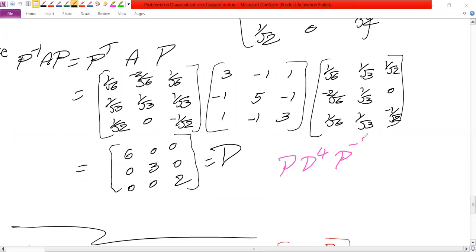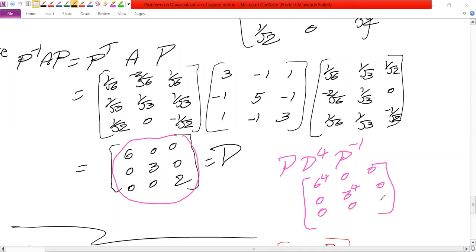How to find D power 4? For example, this is D. Then how to find D power 4? Simply increase the power of the diagonal elements to 4. So 6 power 4, 0, 0, 0, 3 power 4, 0, 0, 0, 2 power 4 is the D power 4 value. Then you need not feed the D matrix into the calculator again and find D power 4 again. Is it clear, students, to everybody?